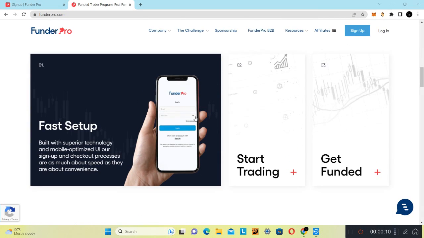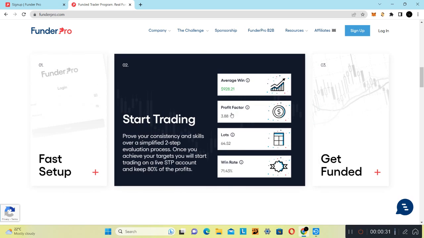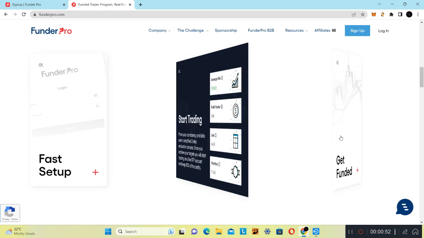Now, first of all, some major utilities of the FunderPro. Fast setup built with superior technology and a mobile optimized UI. Our sign up and checkout process are as much about speed as they are about convenience. As I told you, the sign up on the FunderPro is very easy. They are not even demanding so many things like other platforms. Now you can start trading and prove your consistency and skills over a simplified two-step evaluation process. Once you achieve your targets, you will start trading on a live STP account and keep 80% of the profits. That is such a great thing, that you'll have the chance to grab 80% of your profits and get funded.